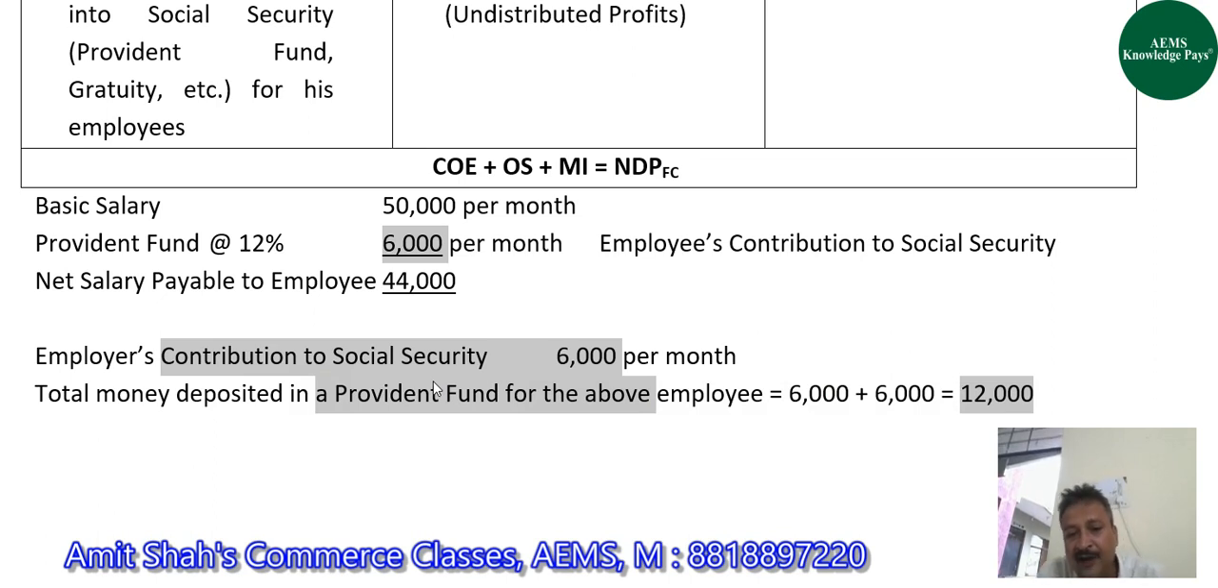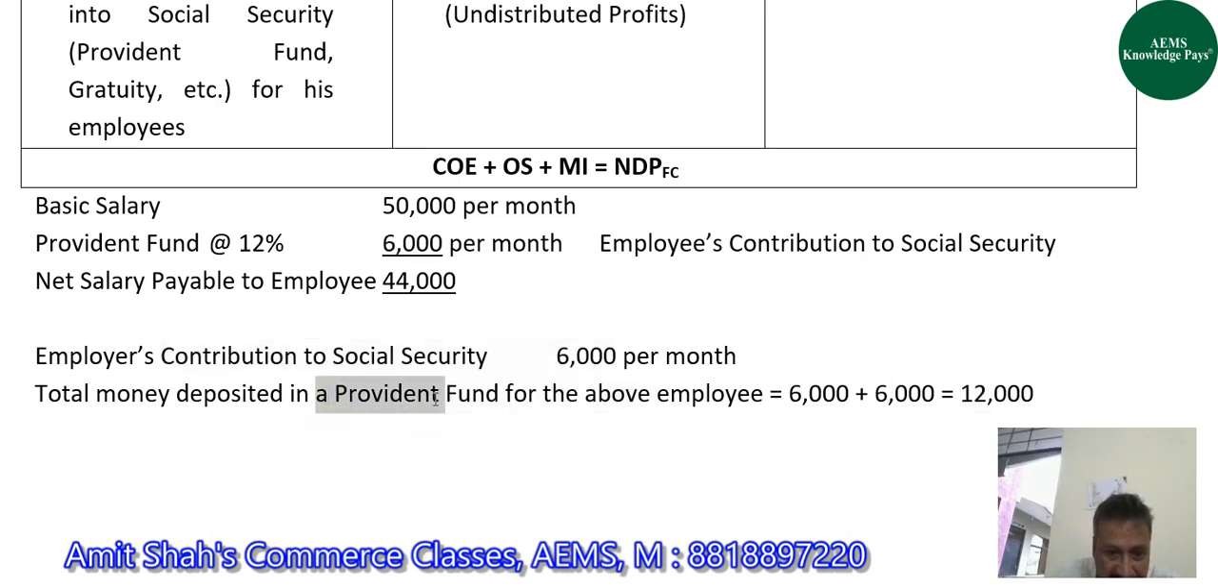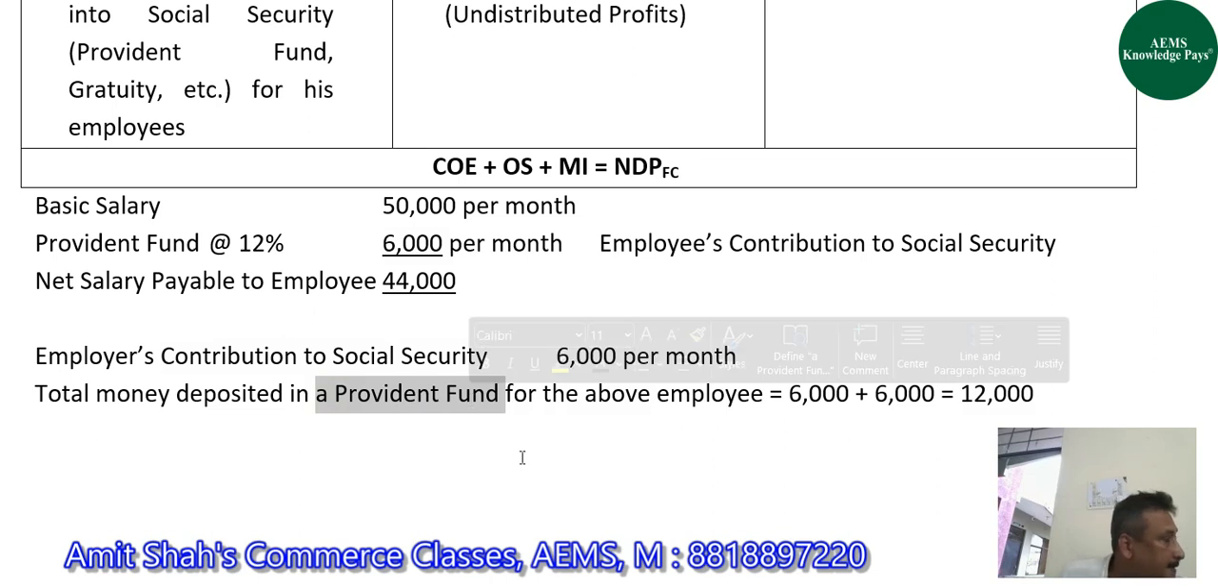So every month 12,000 will go in the name of the employee in a fund which is maintained by the government. And on this 12,000, the government also pays interest at a certain rate. As of now, I think it is 6.5 or 7%. When that employee gets retired, that time he receives a big money from this fund. And with that, he can take care of his retired life when he cannot earn. Have you understood what I said, guys?